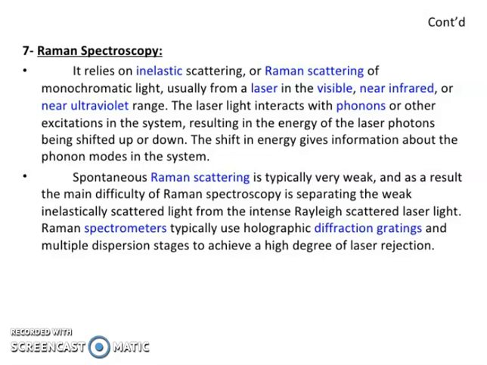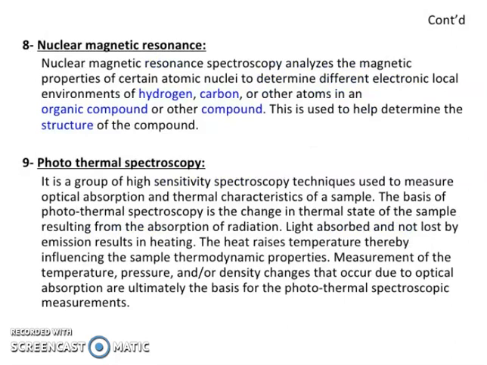Raman spectrometers typically use holographic diffraction gratings and multiple dispersion stages to achieve a high degree of laser rejection. So, nuclear magnetic resonance. Nuclear magnetic resonance spectroscopy analyzes the magnetic properties of certain atomic nuclei to determine the different electronic local environments of hydrogen, carbon, and other atoms in organic compounds and other compounds. This is used to help determine the structure of the compound.